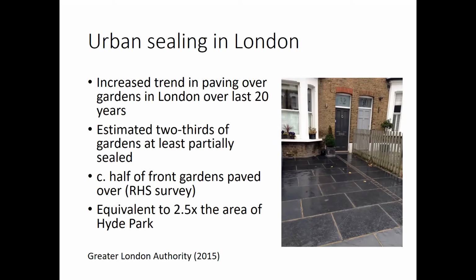It's actually estimated now that in London, two-thirds of gardens are completely sealed or at least partially sealed. They're quite a small impact on an individual level, but if you aggregate those together, so combine that total area, then that's equivalent to 2.5 times the area of Hyde Park. So a major area of surface sealing.